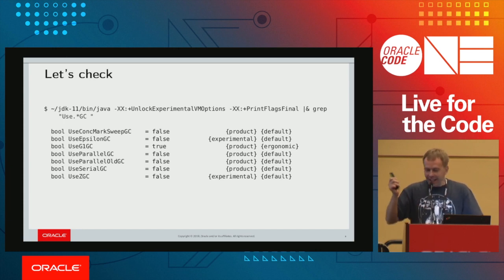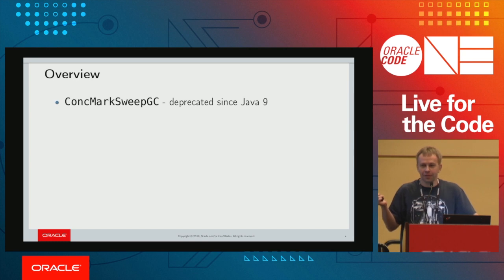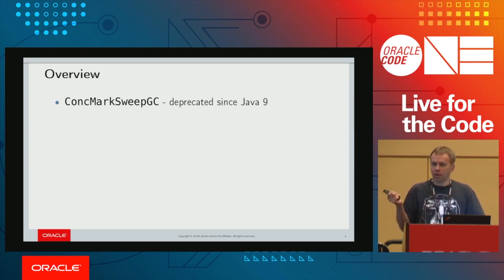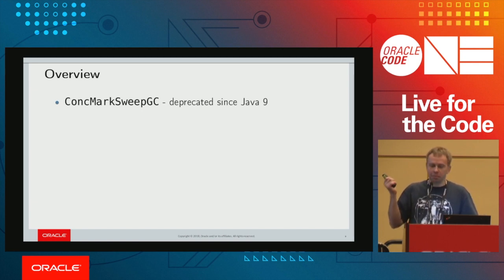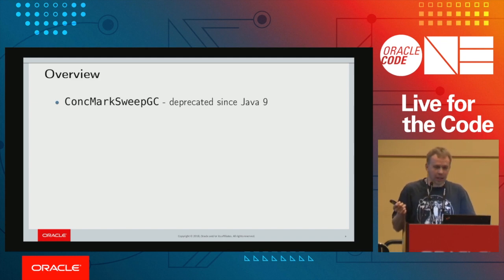Okay, so here is a list of what I think are garbage collectors right now in Java 11. Let's do a short overview of this stuff. First of all, Concurrent Mark Sweep. Who is using that garbage collector right now? I thought it would be a little bit more used. I have to disappoint you. It is deprecated since Java 9, and it will be removed. We could talk about why, but after the presentation, if you wish.